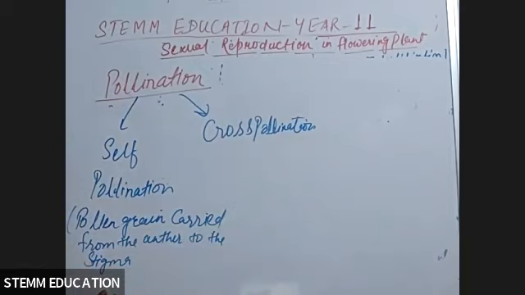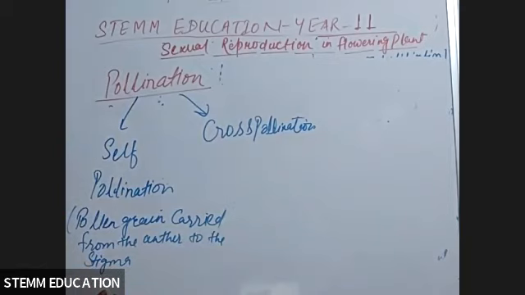Can you tell me the name of the flower in which self-pollination happens? Can you give me one example? Tell me the name of one flower in which self-pollination happens.